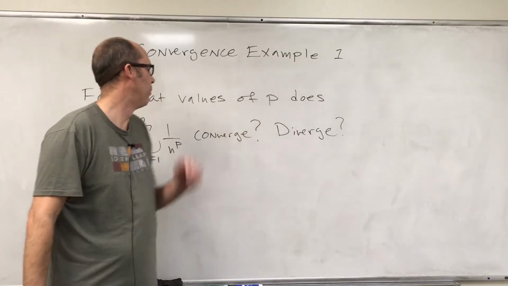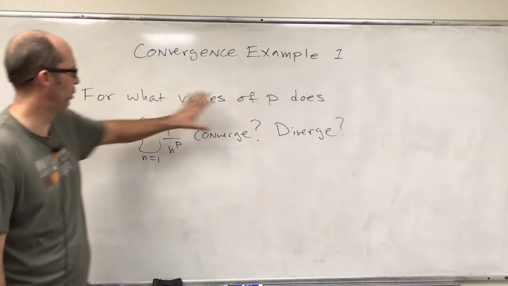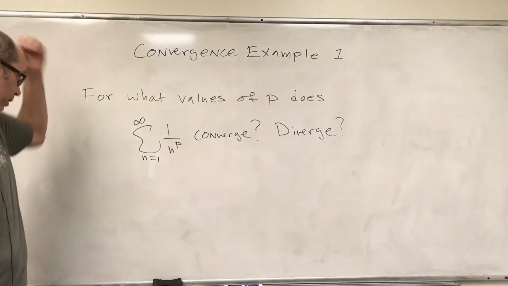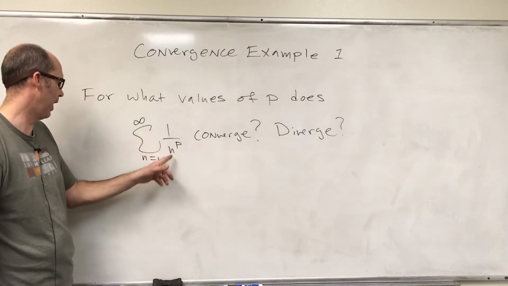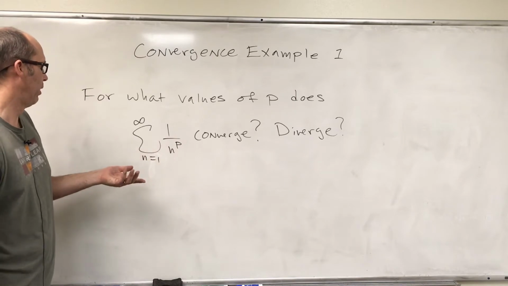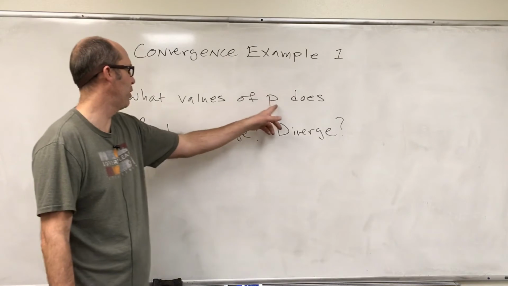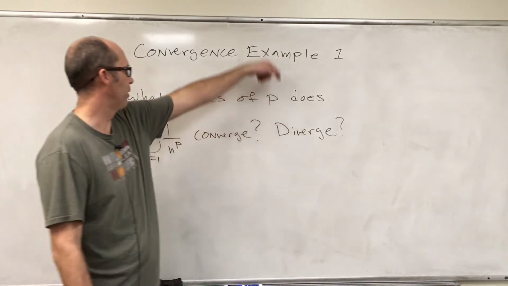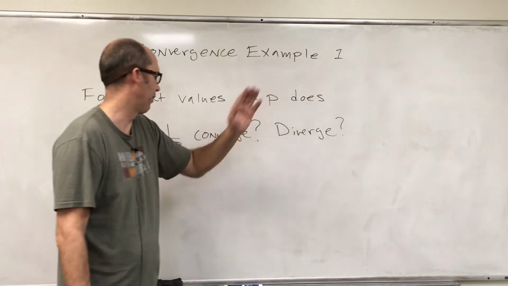Convergence example one. We're going to answer this question, and in so doing, we'll develop a formula for when infinite series of the form 1 over n to the p, where p is constant, converge and when they diverge. So we're asking the question, for what values of the constant p does this thing converge or diverge?